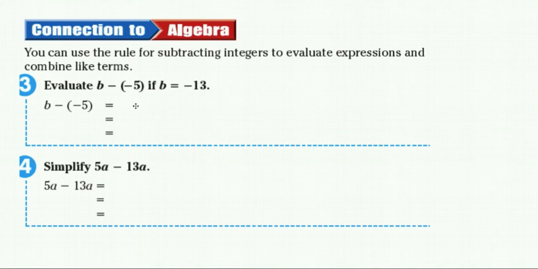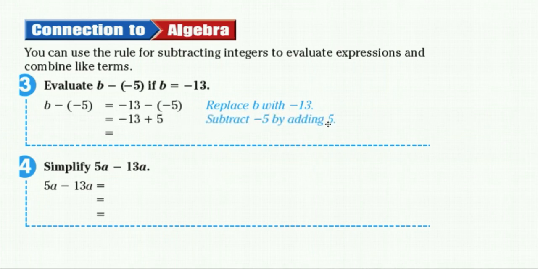First, b minus negative 5. We replace the value for b, which is negative 15. So this becomes negative 15 minus negative 5. The first step of evaluating is substituting, which is this step right here. And when you subtract an integer, you add its additive inverse. So we get the additive inverse of negative 5, which is 5, and add it to negative 15. Subtract negative 5 by adding 5, additive inverse property, and we end up with negative 10.